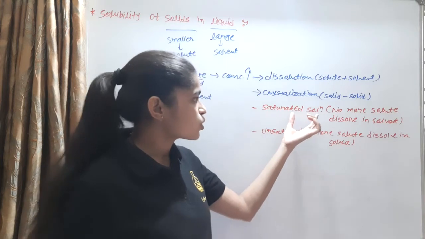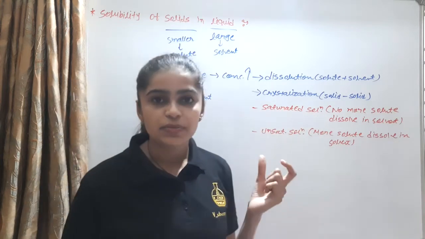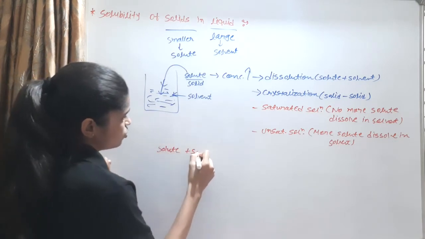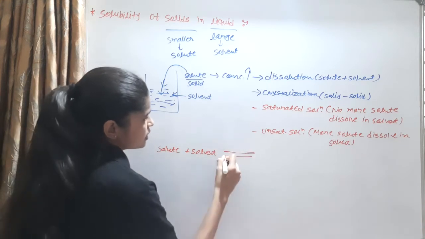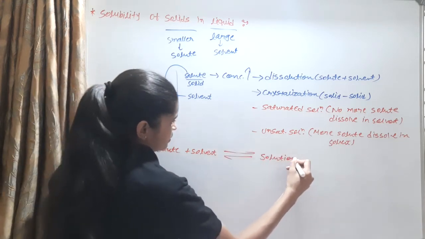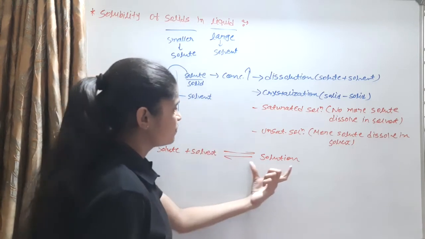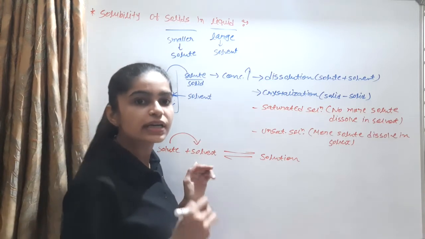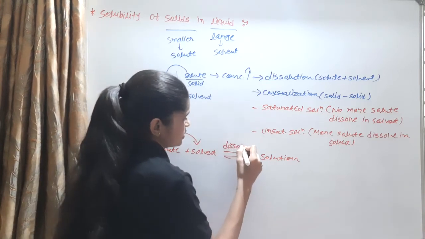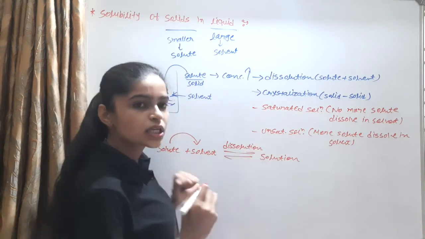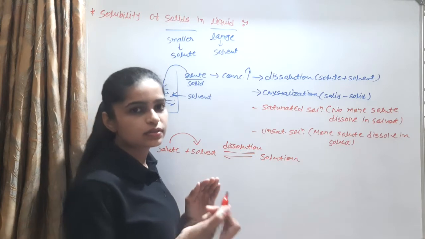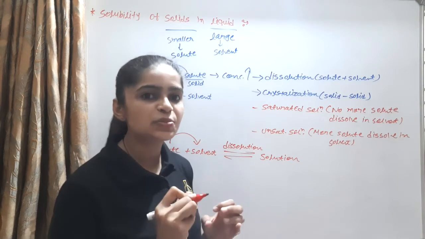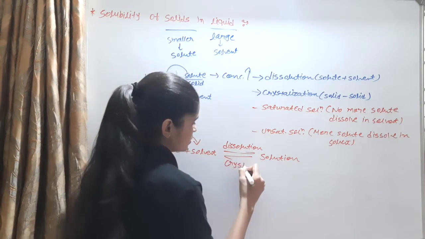A saturated solution means this is the equilibrium condition. For example, solute plus solvent is in equilibrium with its solution. In the equilibrium of the solution, the solute dissolves in the solvent. When solute dissolves in solvent, this is the dissolution process. And the other process is in the solid, where the solute in the solid collides with solid, so it gives precipitation. That means the crystallization process.